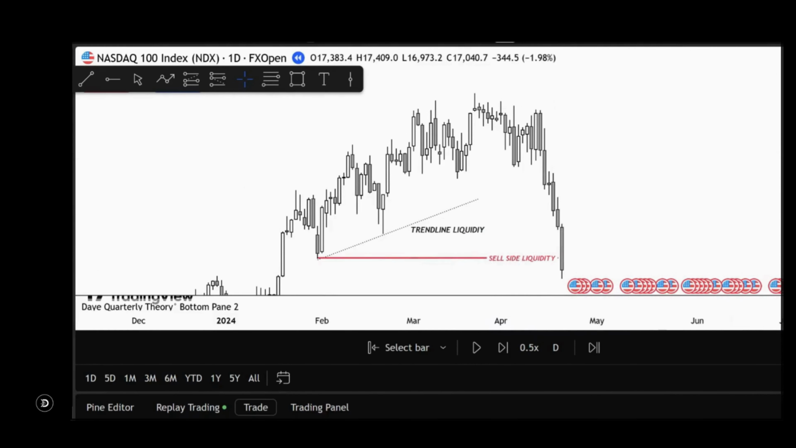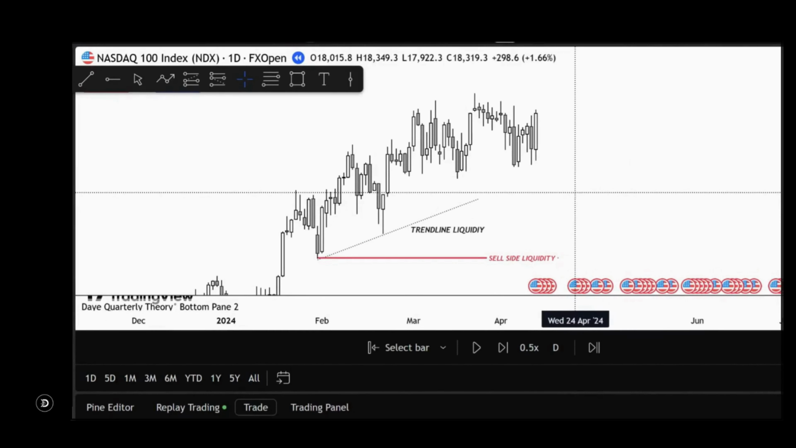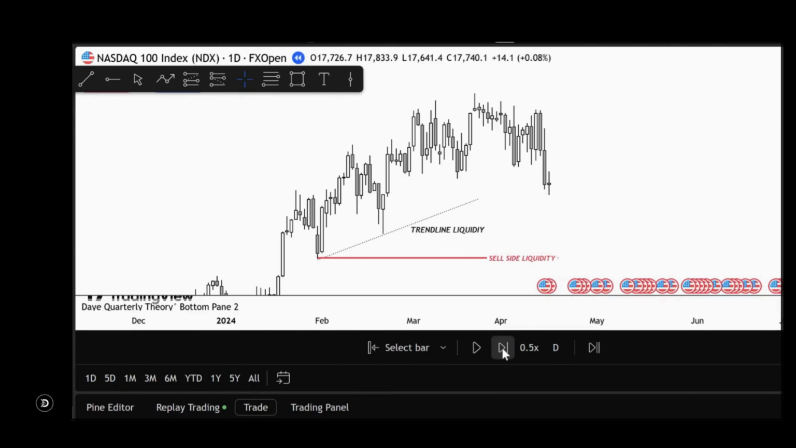Look at this push up. It was so difficult to push higher, right? So this is a high resistance liquidity run. Okay, then when price reversed to take out all these sell side liquidities resting below these lows, we call that a low resistance liquidity run. Okay, so this is an example of a trendline liquidity.